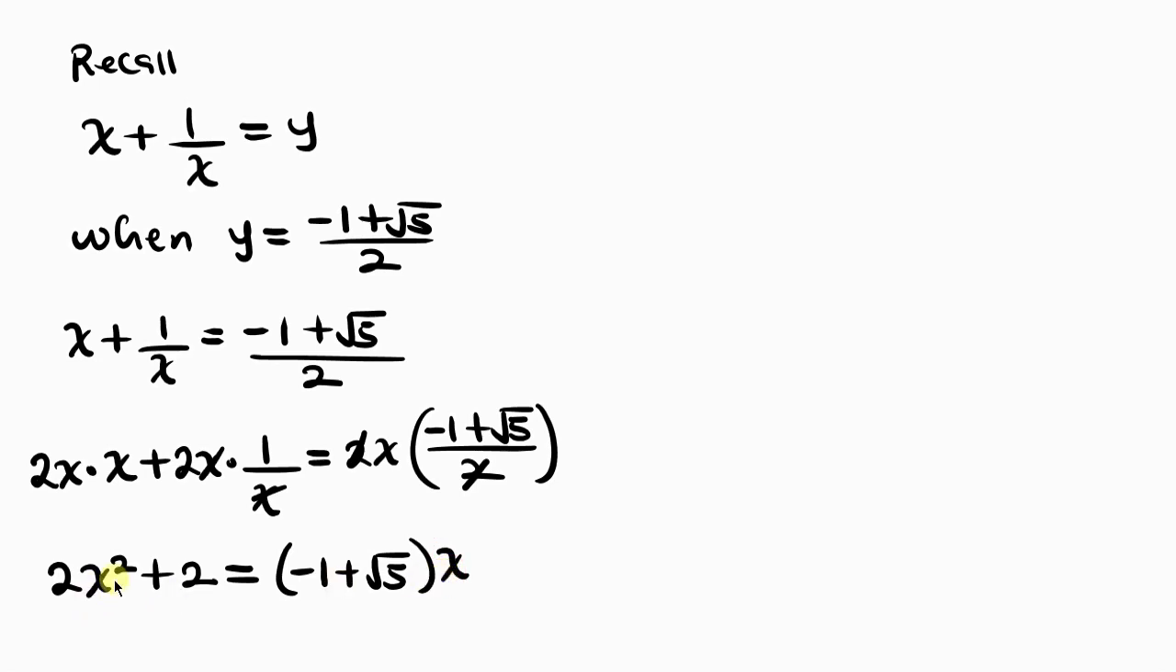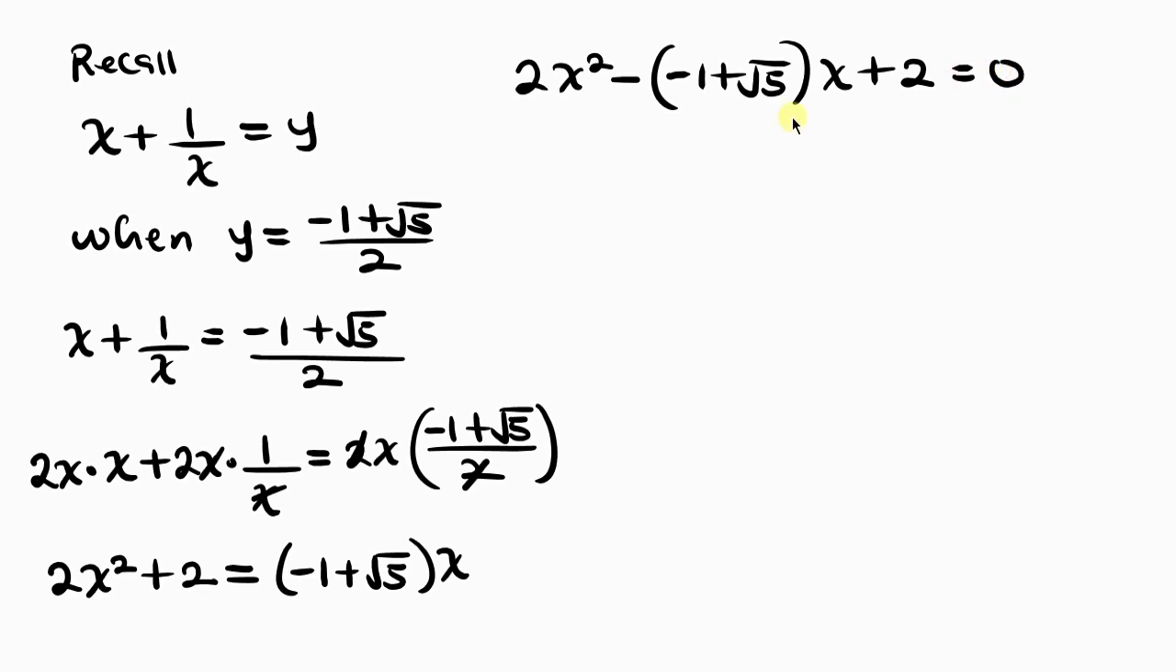Now we have a quadratic expression. Well, we're going to be moving this to the left hand side. And when we do that, we have 2x squared. As this expression moves to the left, it becomes minus of the expression, which is negative 1 plus the square root of 5 times x, and then plus 2 equal to 0.